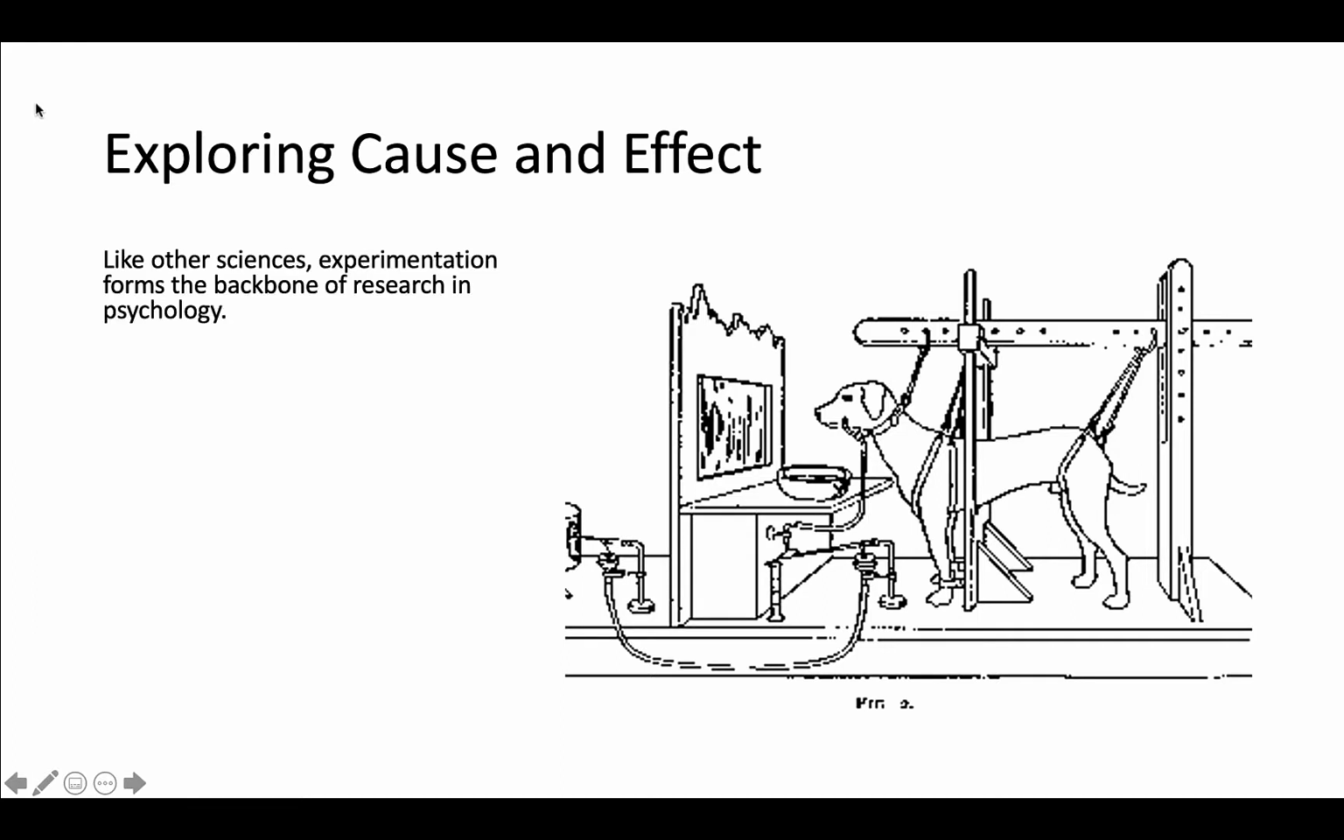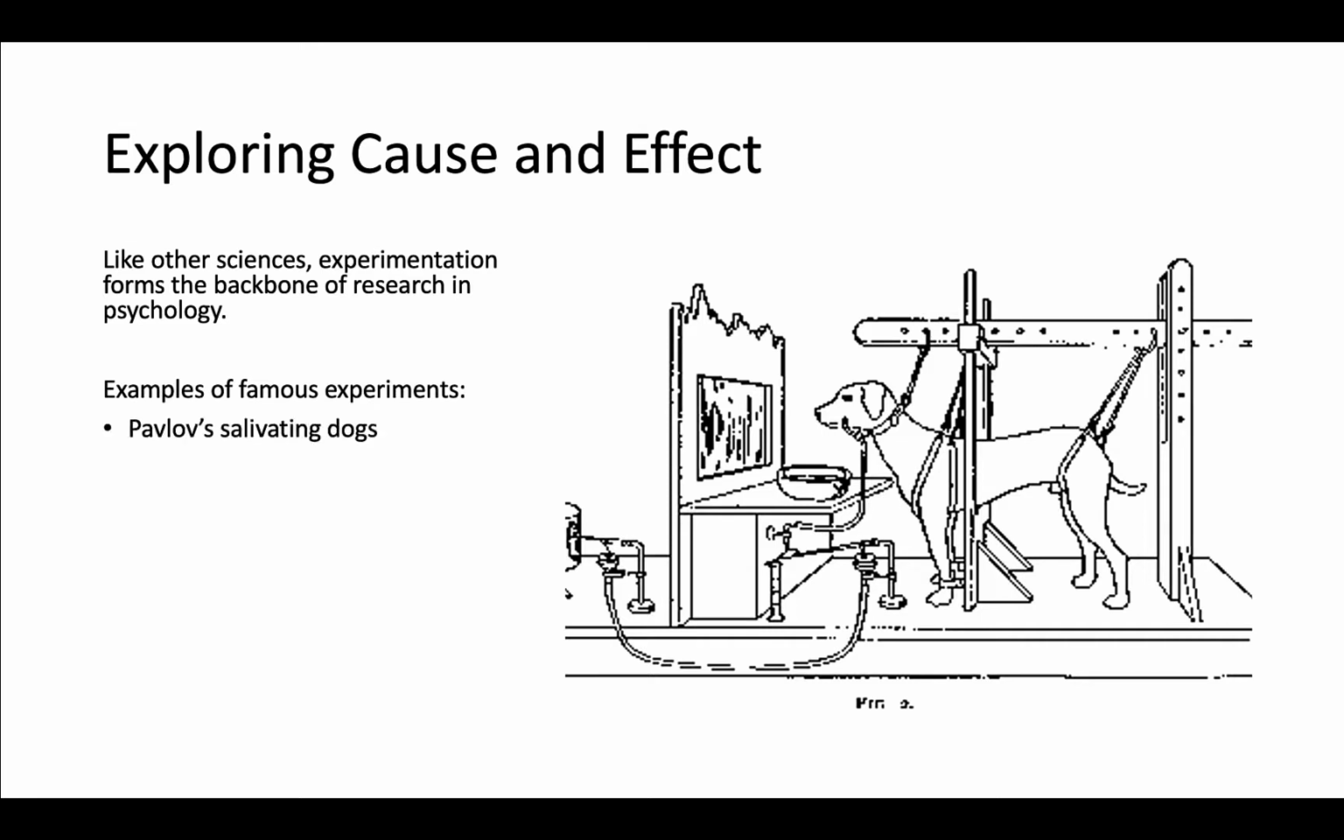Like other sciences, psychology uses experimentation as a backbone of its research because we can't just observe our way into a theory. You actually have to experiment so that we can try to find a cause. In our case, for psychology, it would be a cause of behavior or a cause of a mental process, right?